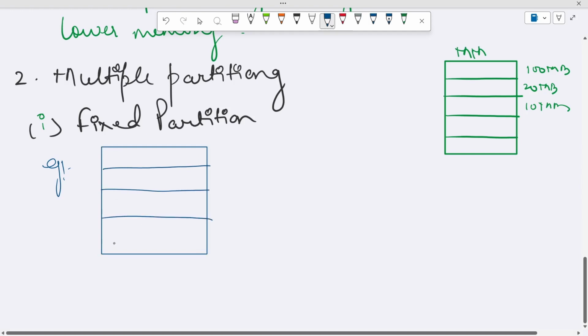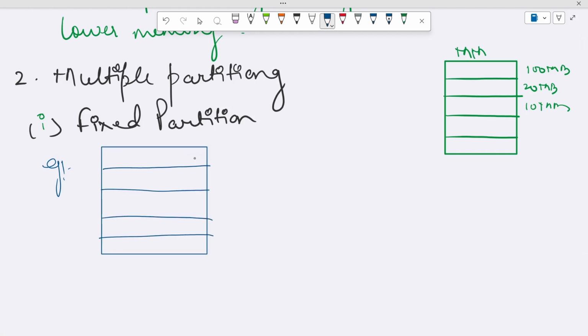Fixed partition doesn't mean the memory available is the same everywhere. It means if this is a 100 MB block, it will remain a 100 MB block. There is no shifting of size. These partitions can be of the same size or of different sizes. For example, 100 MB, 100 MB, and 20 MB for this block.